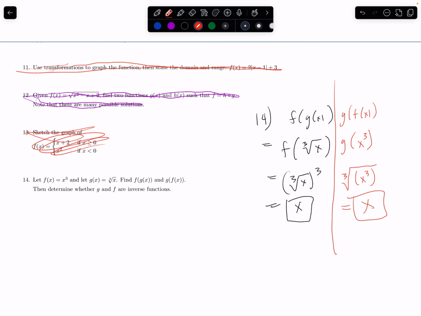So anytime you take a composition and you end up with just x on both sides, as long as your domains and ranges are also swapped, then that means they are inverses. So these are indeed inverse functions. So there you go.